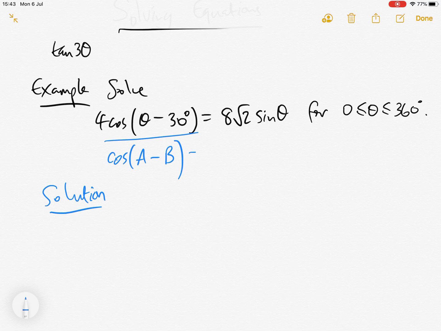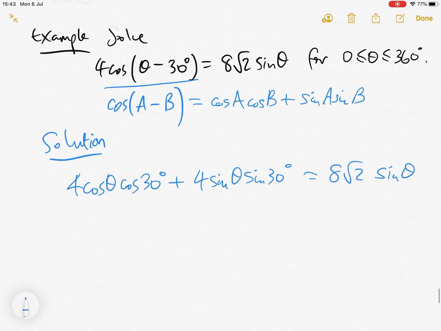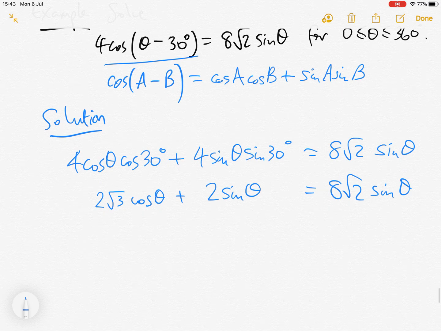So in our solution, the first thing we can do is say this equation, if we use the cos A minus B formula, which is cos A cos B plus sine A sine B, becomes 4 lots of cos theta cos 30 plus 4 lots of sine theta sine 30 equals 8 root 2 sine theta. And then cos 30 is root 3 over 2, so this is 2 root 3 cos theta. And sine 30 is a half, so this is 2 sine theta equals 8 root 2 sine theta. And then we can gather all the sine thetas together on the right-hand side.